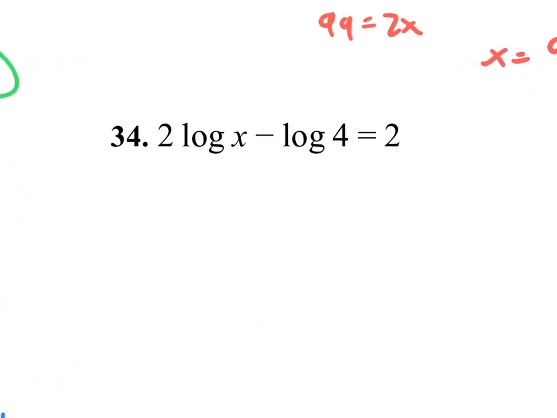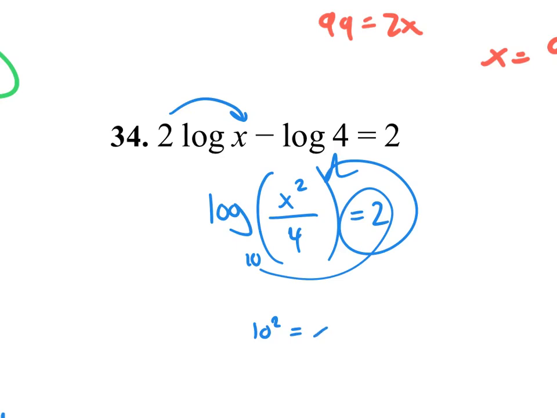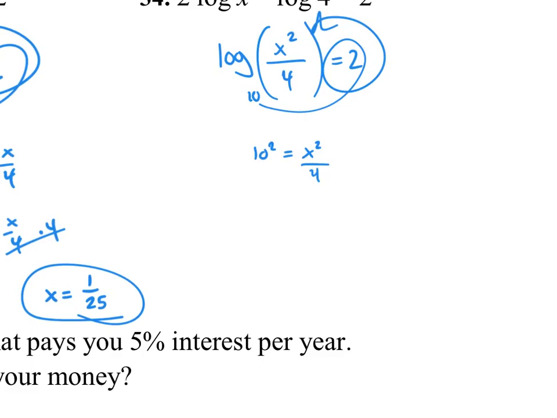One final one here. Now this time I'm not able to divide by 2 because then I'd have to divide by 2 here. So that's not going to be an option for us. What will have to happen on one like this instead is we can go ahead and condense them and move this 2 up with the x. So it'll be x squared divided by 4 is equal to 2. So we'll have 10 squared is equal to x squared over 4.